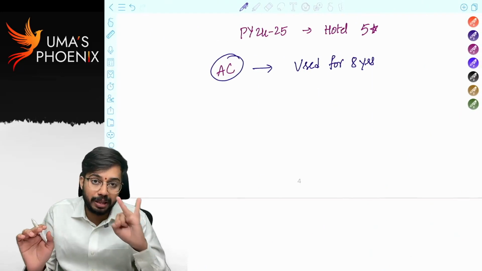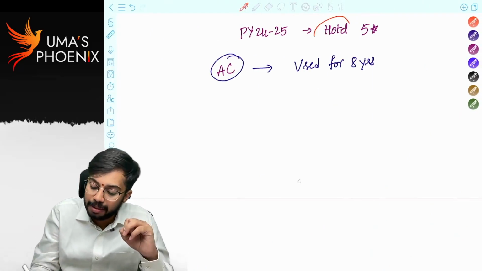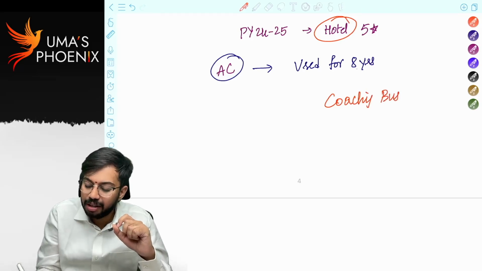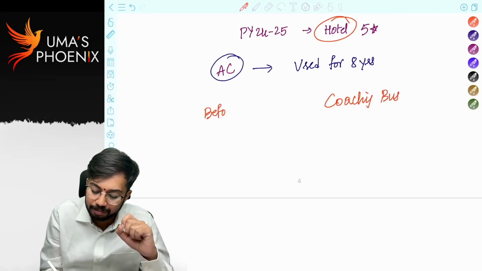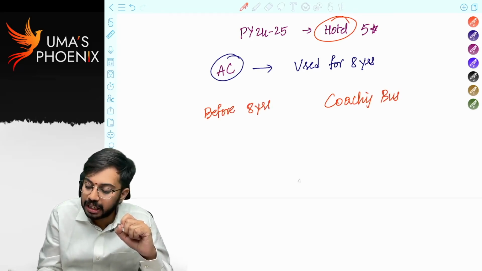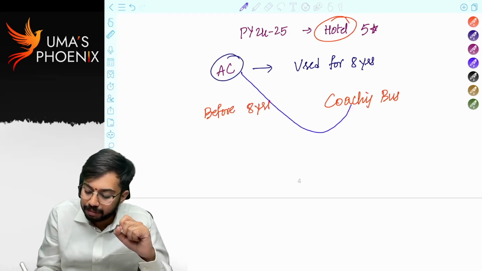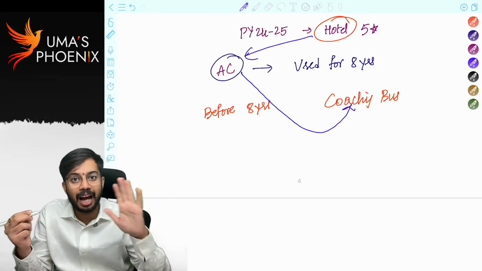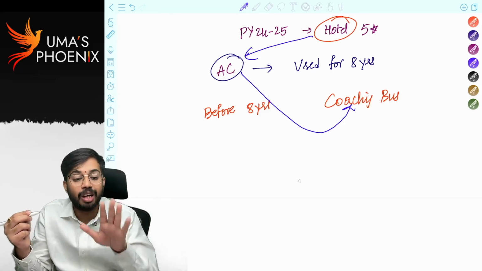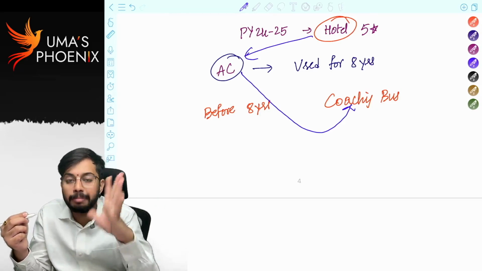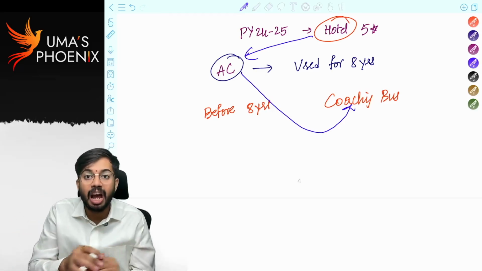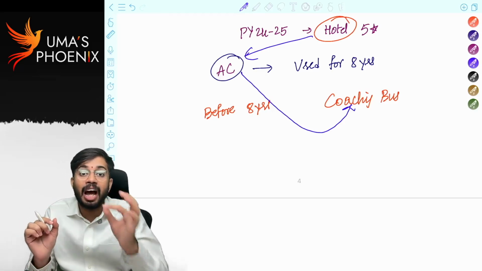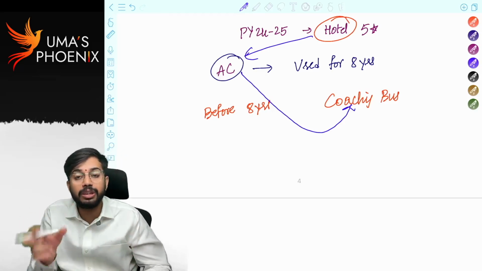I have two businesses. One is hotel business, another one is coaching business. Now what I have done, before 8 years, I have transferred the AC from hotel business to coaching business. Hotel business is a specified business. I claimed a deduction under section 35 AD. Now I have to use that air conditioner for a minimum of 8 years. Before 8 years only, I shifted the air conditioner from specified business to non-specified business. I shifted the air conditioner from hotel to coaching business.